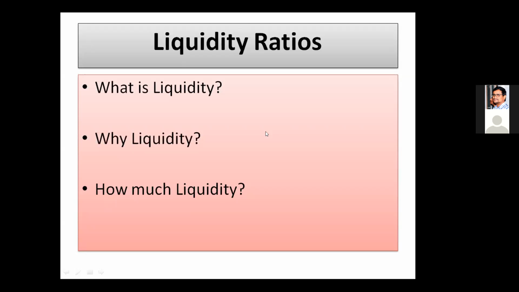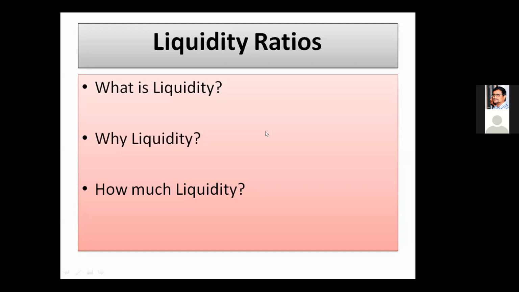So what happens if there is no liquidity? If you ask a question like this, what happens if the liquidity is not there? I have a lot of current liabilities, but my current assets are not good. My current liabilities are more, my current assets are less, or my liquidity is poor, or I don't bother to maintain the liquidity position of the company. What's going to happen then? If the liquidity is poor, your reputation is going to be affected.